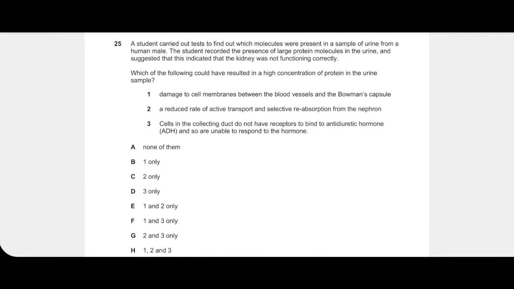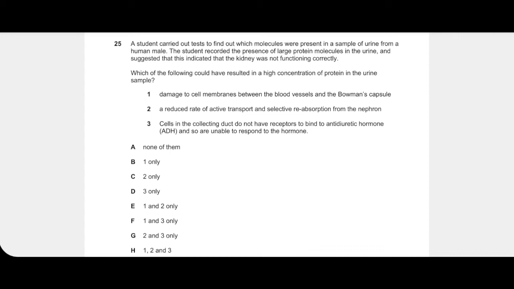Question number 25. A student carried out tests to find out which molecules were present in a sample of urine from a human male. The student recorded the presence of large protein molecules in the urine and suggested that this indicated that the kidneys were not functioning correctly. Which of the following could have resulted in high concentration of protein in the urine sample? Statement 1, damage to the cell membranes between blood vessels and the Bowman capsule. 2, a reduced rate of active transport and selective reabsorption in the nephron. 3, cells in the collecting duct do not have receptors to bind to antidiuretic hormone, ADH, and so are unable to respond to the hormone.